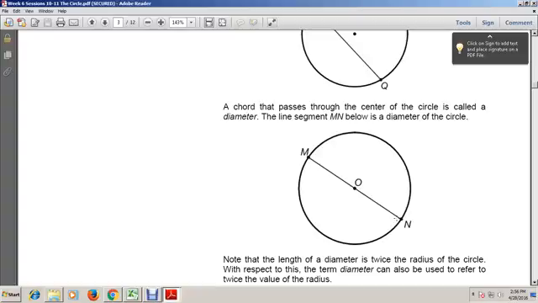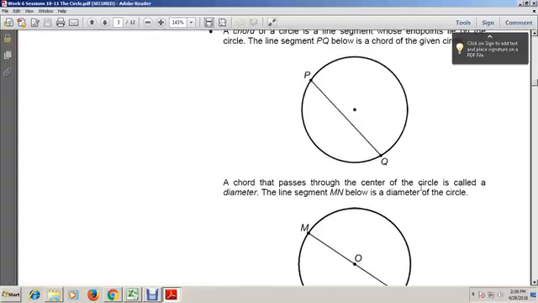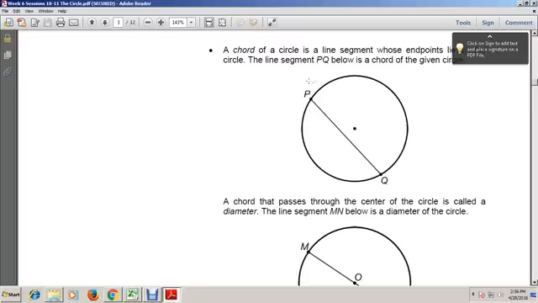Now, for the chord, a chord is simply sort of like a diameter, but the chord of a circle does not pass through the center of the circle. It is simply the straight line distance from any given point. The chord is a line segment that passes through two points on the circle, but does not pass through the center of the circle. So that is a chord.